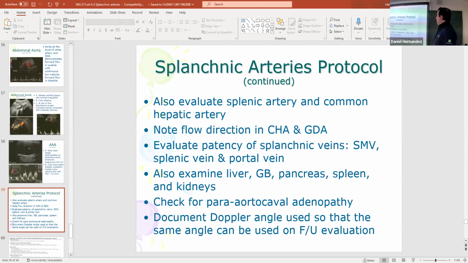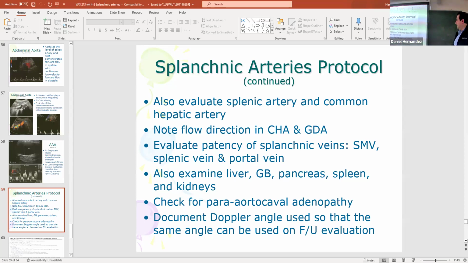So it's also part of the protocol. You want to evaluate the splenic artery and the common hepatic artery. So when we Doppler the celiac, we're also going to interrogate the splenic and common hepatic. You want to note flow direction in the common hepatic and gastroduodenal arteries, because again, these can act as collateral pathways, particularly the GDA. Evaluate the patency of these vessels.